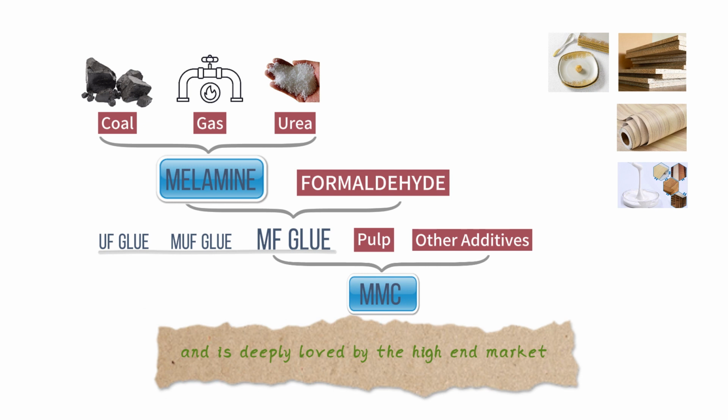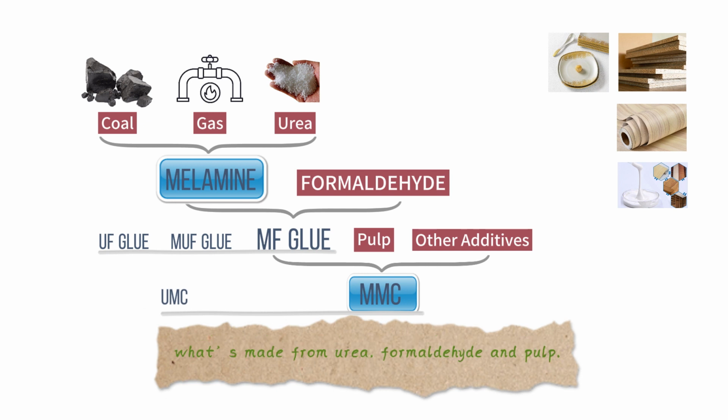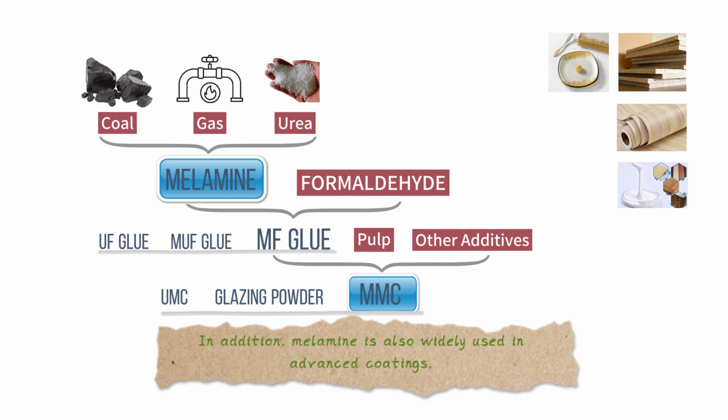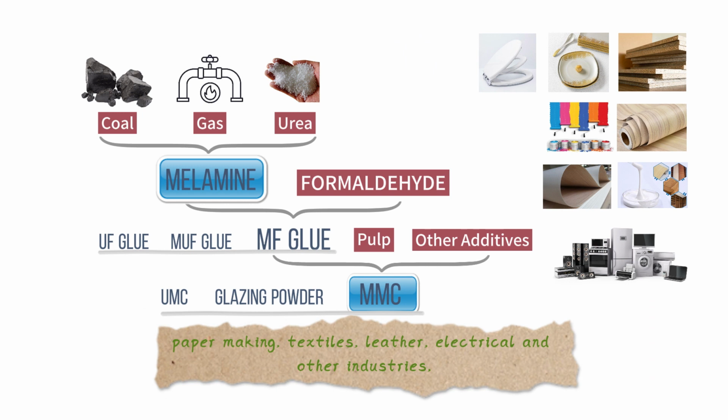high-end market. In the molding compound products, there is also UMC, which is made from urea, formaldehyde and pulp, and melamine glazing powder, used a lot on tableware coating and decal paper. In addition, melamine is also widely used in advanced coatings, paper making, textiles, leather, electrical and other industries, and has a close relationship with the national economy.